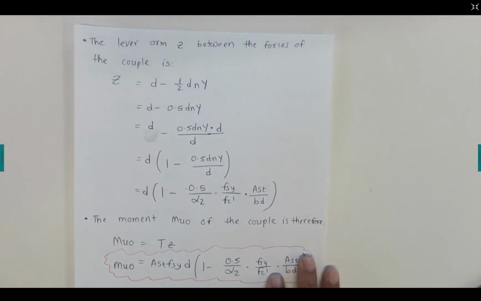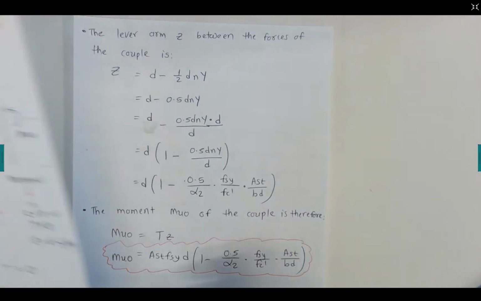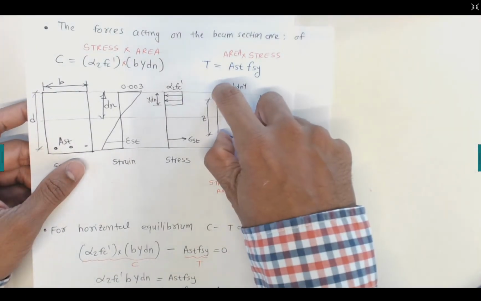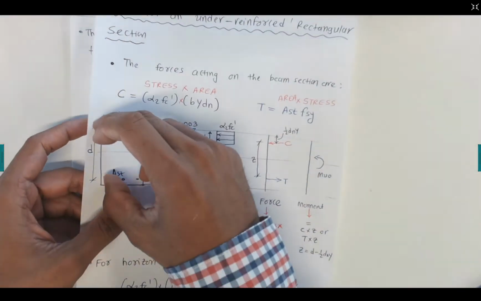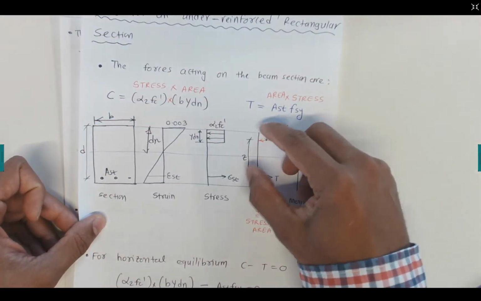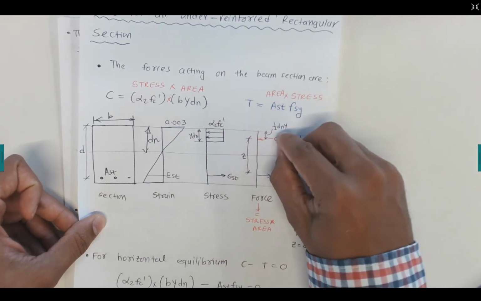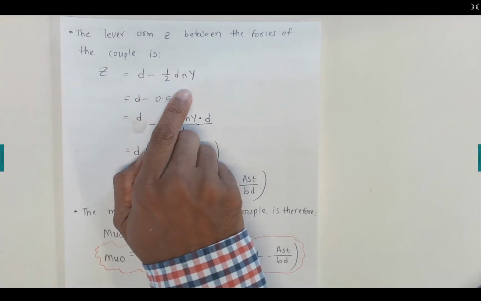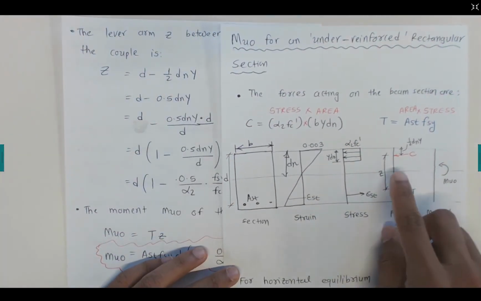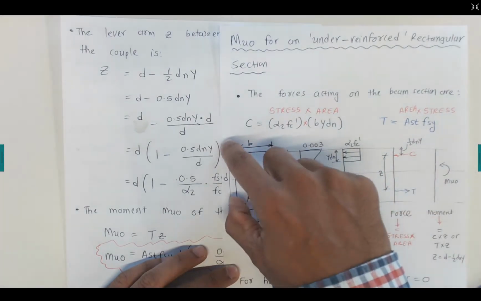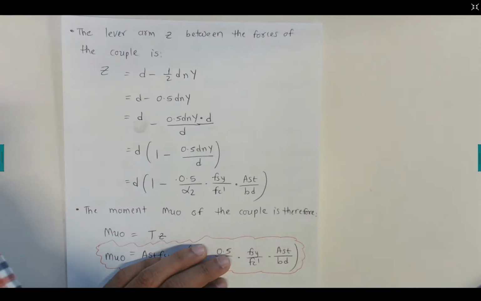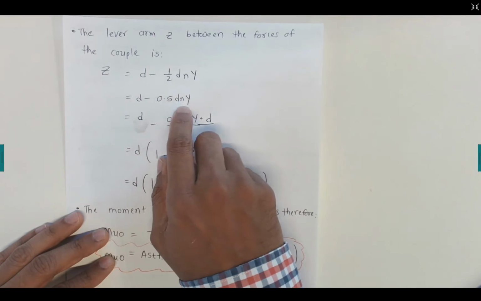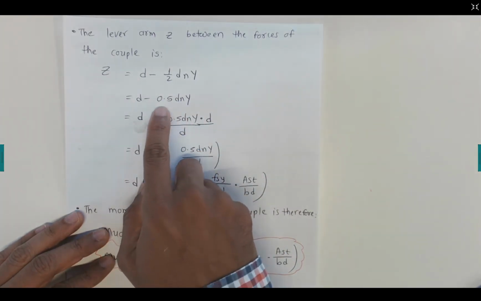Now we just need to know the length of the lever arm, because to calculate the moment we need the lever arm length. So what is the length of the lever arm? The lever arm can be calculated by d minus these portions. You can see this whole thing is d, take away this half dn gamma, and that will give us z. So that is d minus half dn gamma, d minus 0.5 dn gamma.